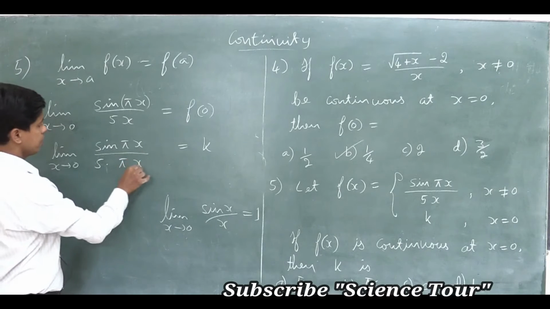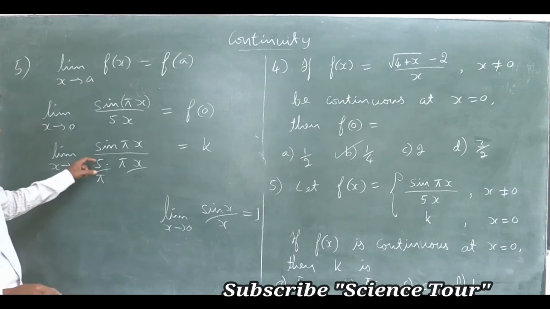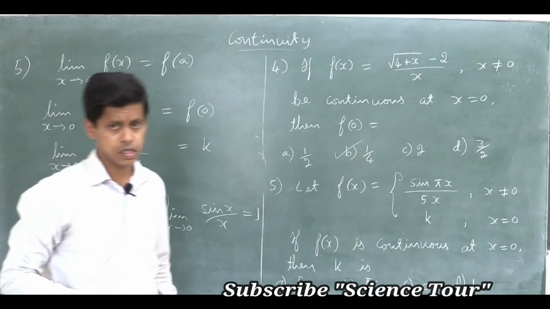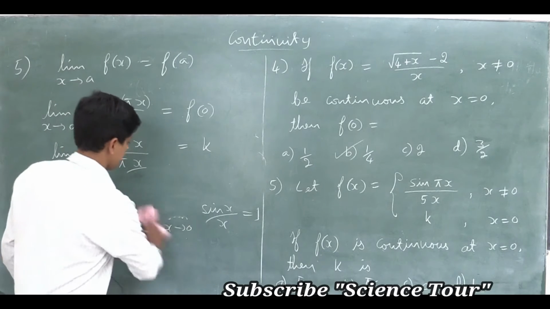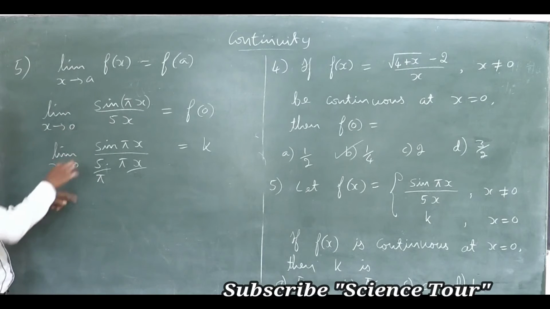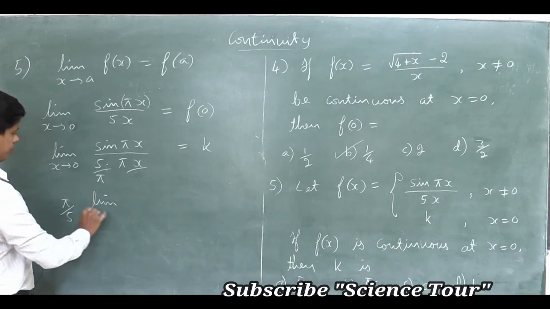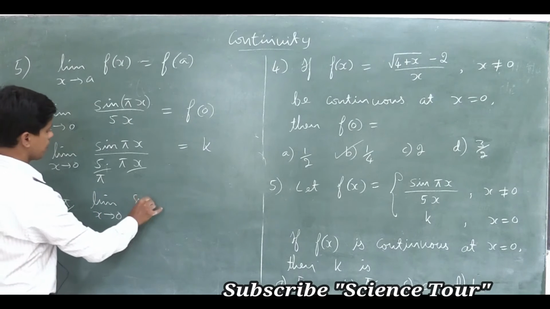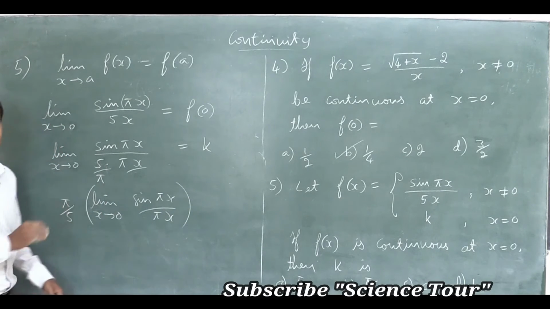Multiply by pi and divide by pi. Alright. So, 5 by pi is a constant, so you can take it out of the limit. If you take it out of the limit, that will be pi by 5, okay, that will be inverted in the numerator, and limit of sin pi x by pi x is what you will be left with.